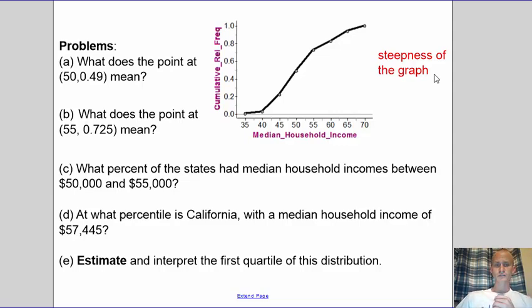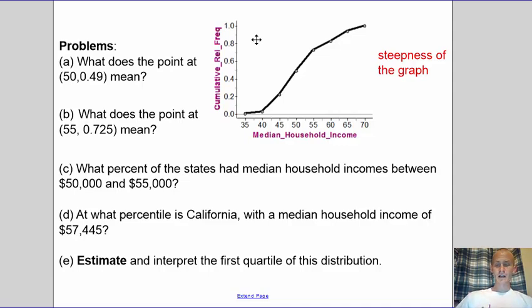That first question, part A, says, what does the point at 50, 0.49 mean? If we look at this, we can find our x-axis is 50. Tracing that up, you can see that looks like it's about right at that mark right there. That's about 50% or 0.5. So 0.49 seems completely reasonable. That's how we're reading our graph.